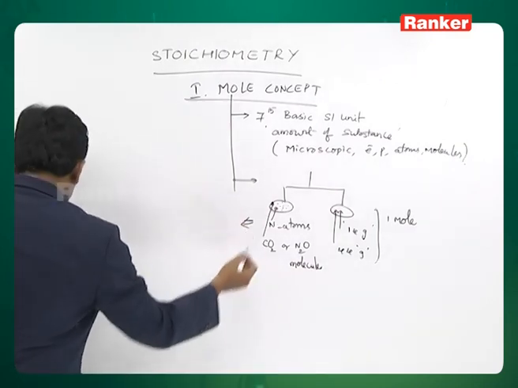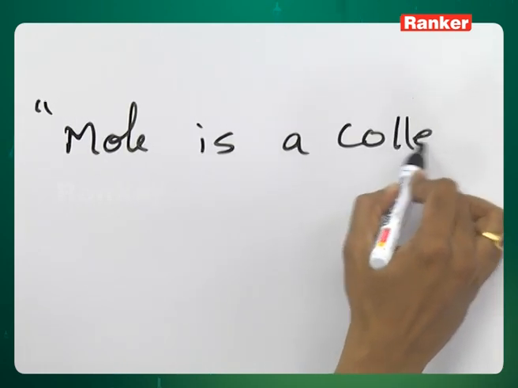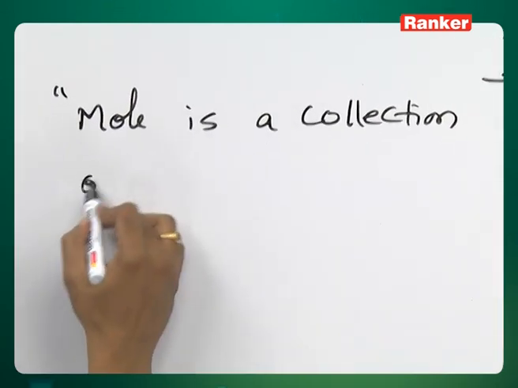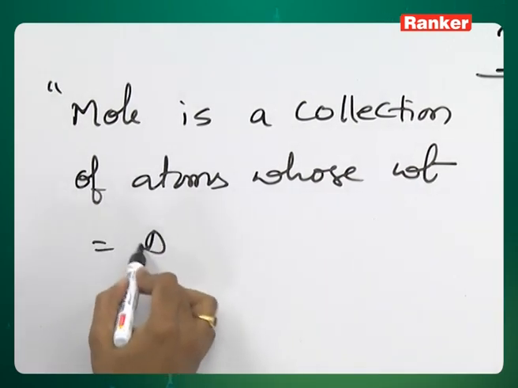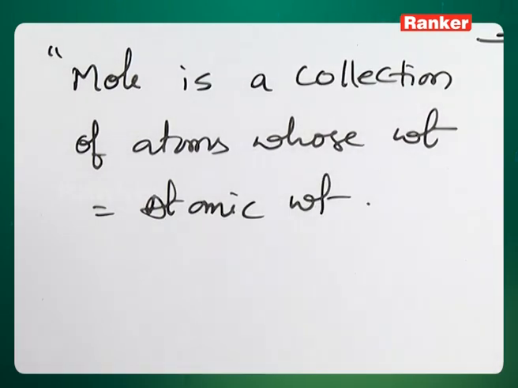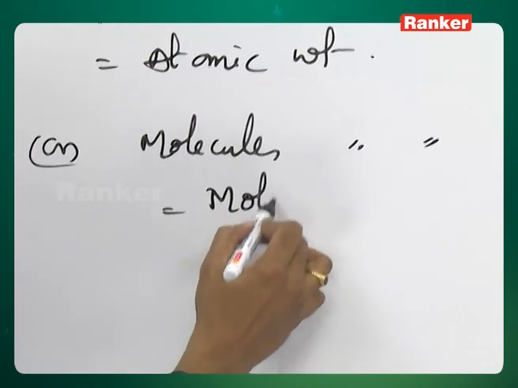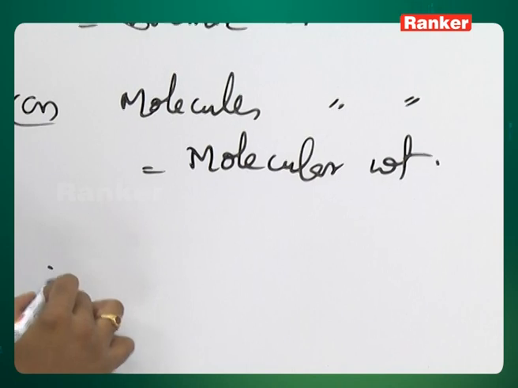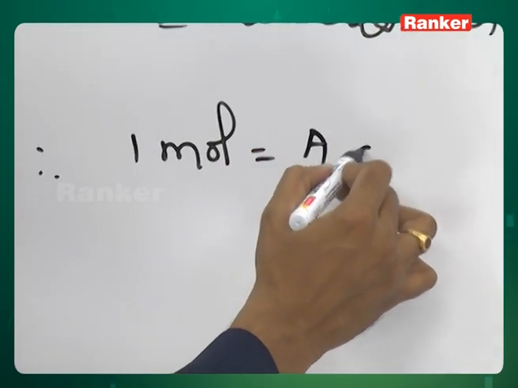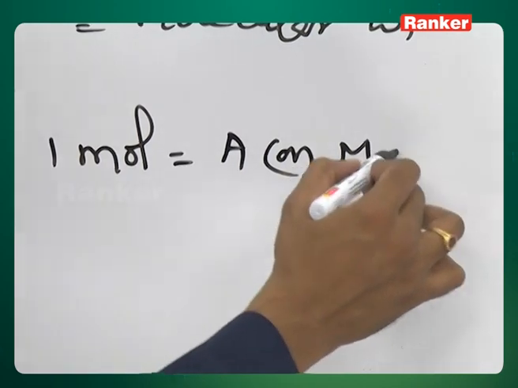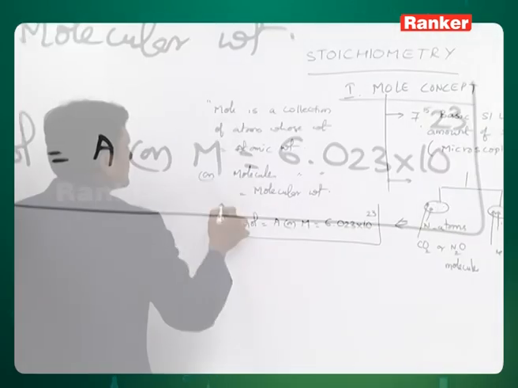So, as per this, mole is a collection, a number of all the atoms whose weight is equal to its atomic weight, or the molecules whose weight is equal to its molecular weight. Therefore, we conclude that 1 mole is equal to the atomic weight or the molar mass, and the number is some constant of fixed value which is derived out of some experiments, referred as the Avogadro number.